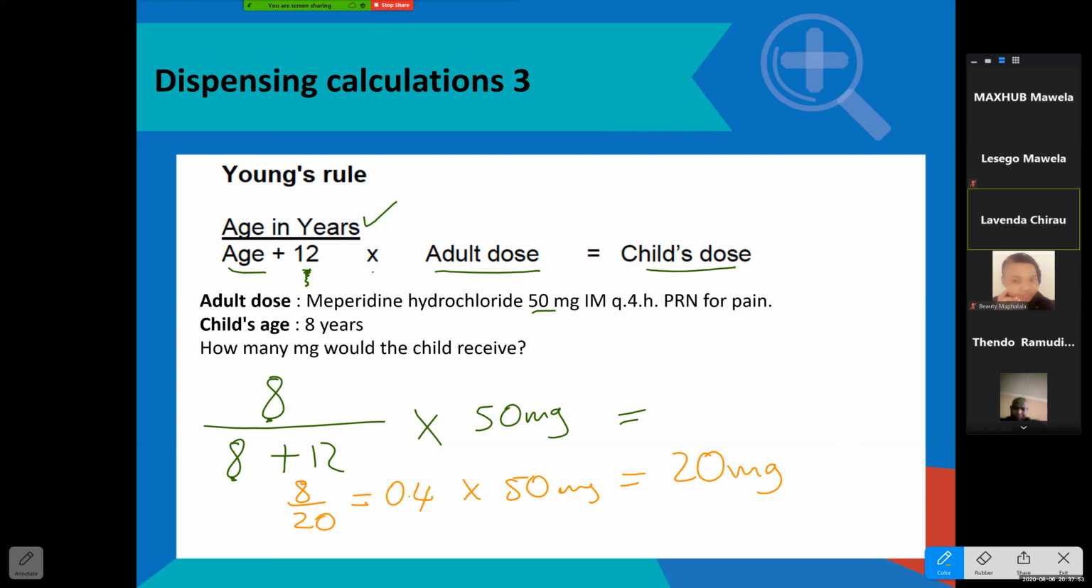Right, so this child will get meperidine hydrochloride 20 milligrams IMI when they have pain, or every 4 hours. Right. So with formulas, it's easy because all you need to do is to fill in the missing part, right?